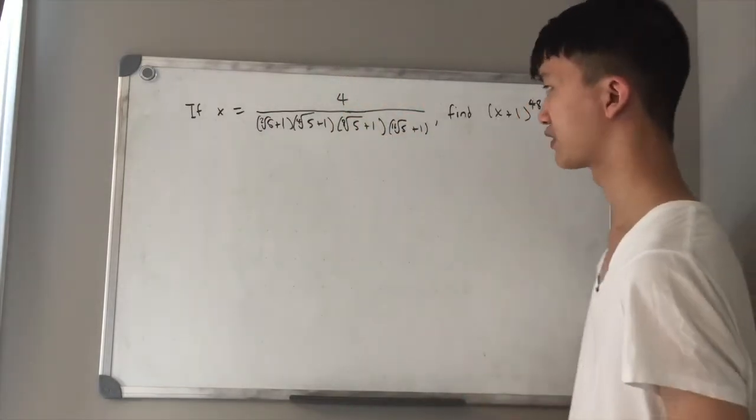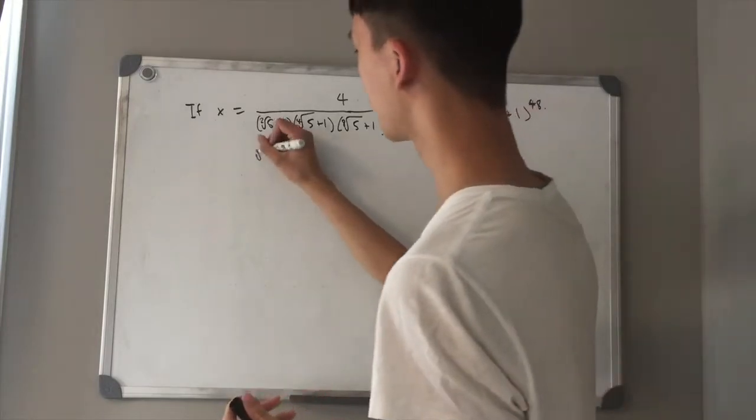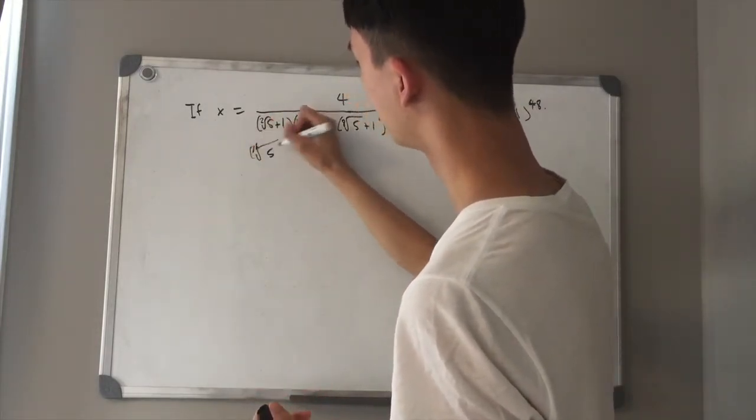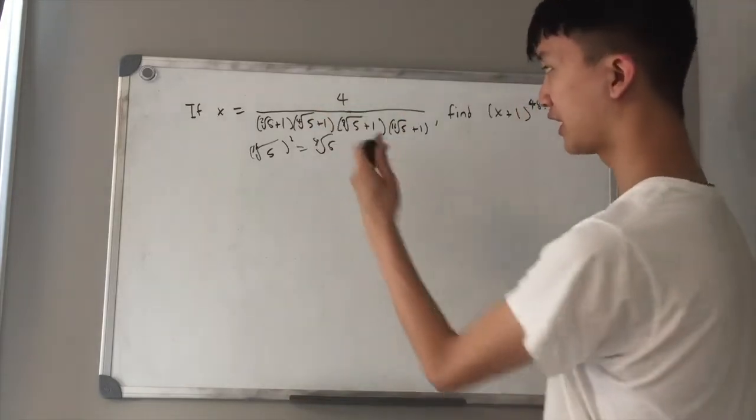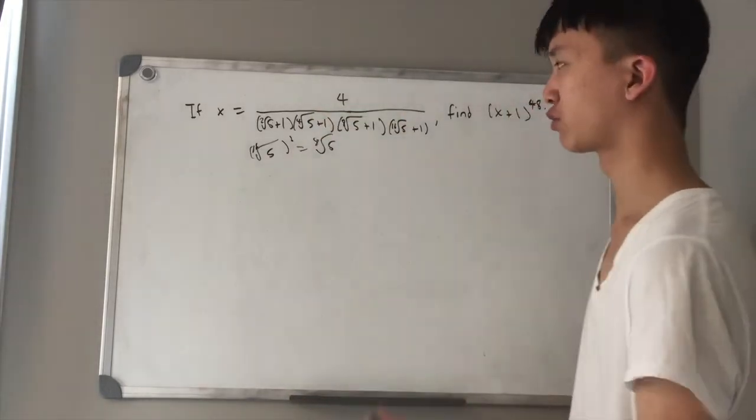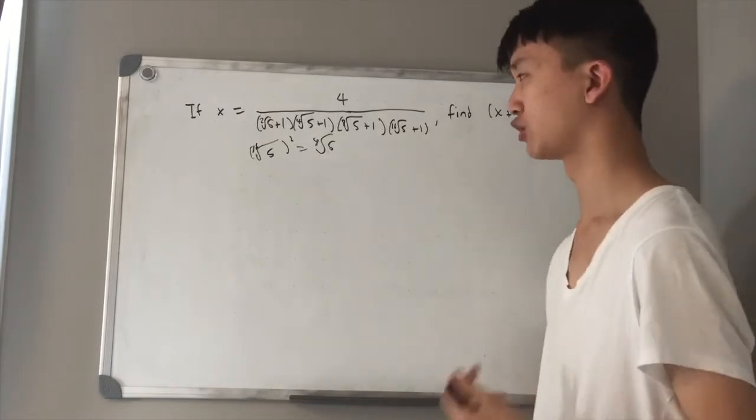The 16th root of 5 squared is equal to the 8th root of 5. Now similarly, the 8th root of 5 squared is equal to the 4th root of 5, and the 4th root of 5 squared is equal to the 2nd root of 5.